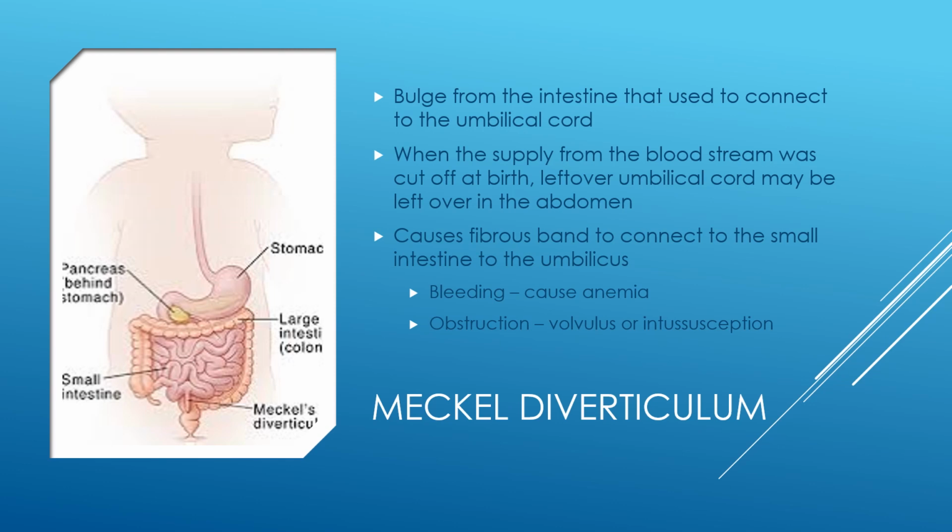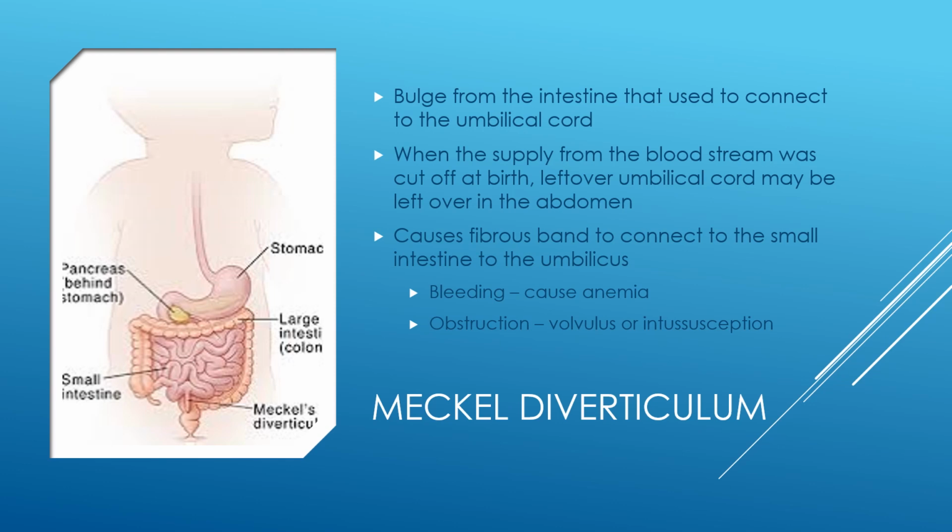So Meckel diverticulum, this is one that you may not have ever heard of. It is the most common congenital anomaly of the GI tract in children. Many have this and don't know they have it until it becomes an issue. So there's a bulge from the intestine that used to connect to the umbilical cord. When the supply from the bloodstream is cut off at birth, that leftover umbilical cord may be left over in the abdomen. This causes a fibrous band to connect the small intestine to the umbilicus.